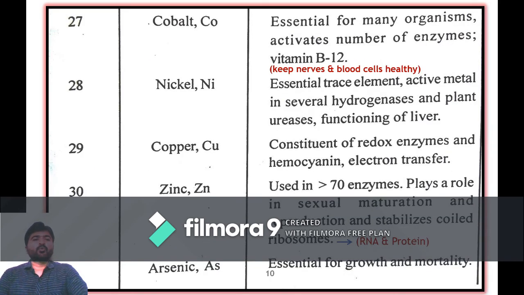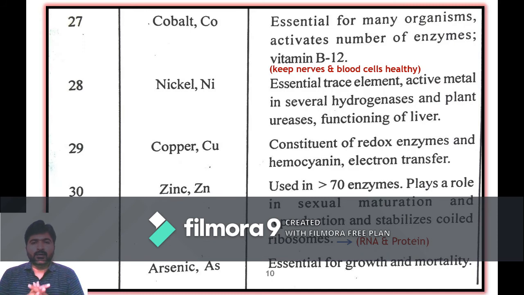So next one, the cobalt. Cobalt is also a very interesting element which is essential for many organisms, and which activates a number of enzymes as well as vitamin B12. Vitamin B12 is required to keep the nerve and blood cells healthy. So if we have enough vitamin B12, it keeps the nerves and blood healthy. And for the activation of vitamin B12 and the enzymes, there is a need for cobalt.